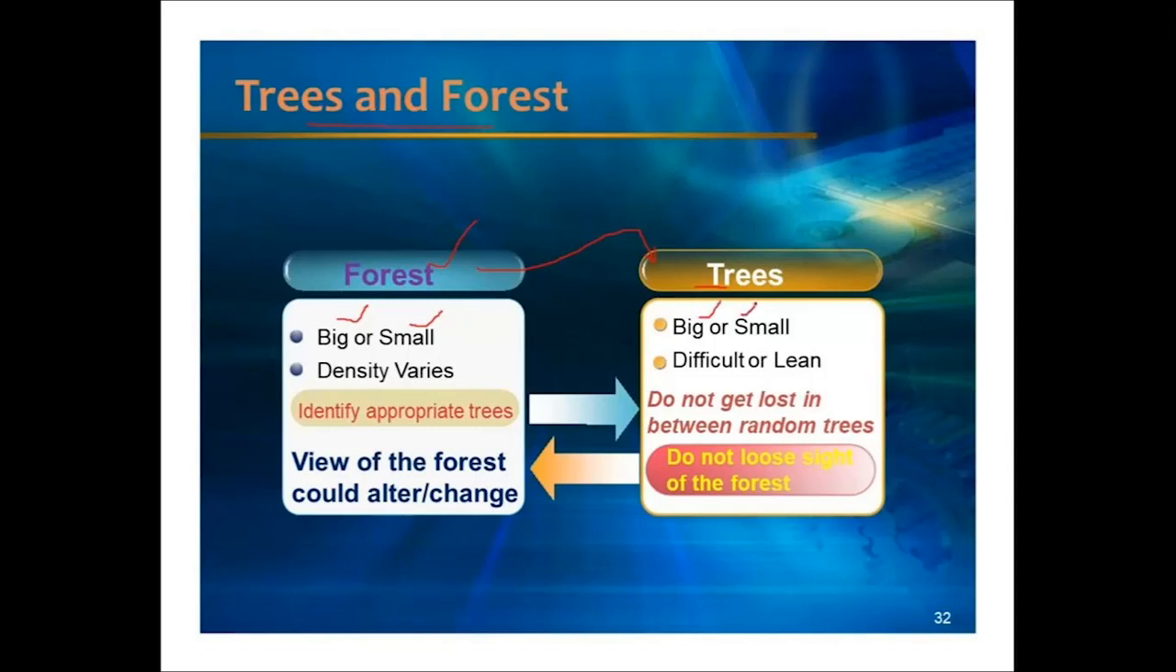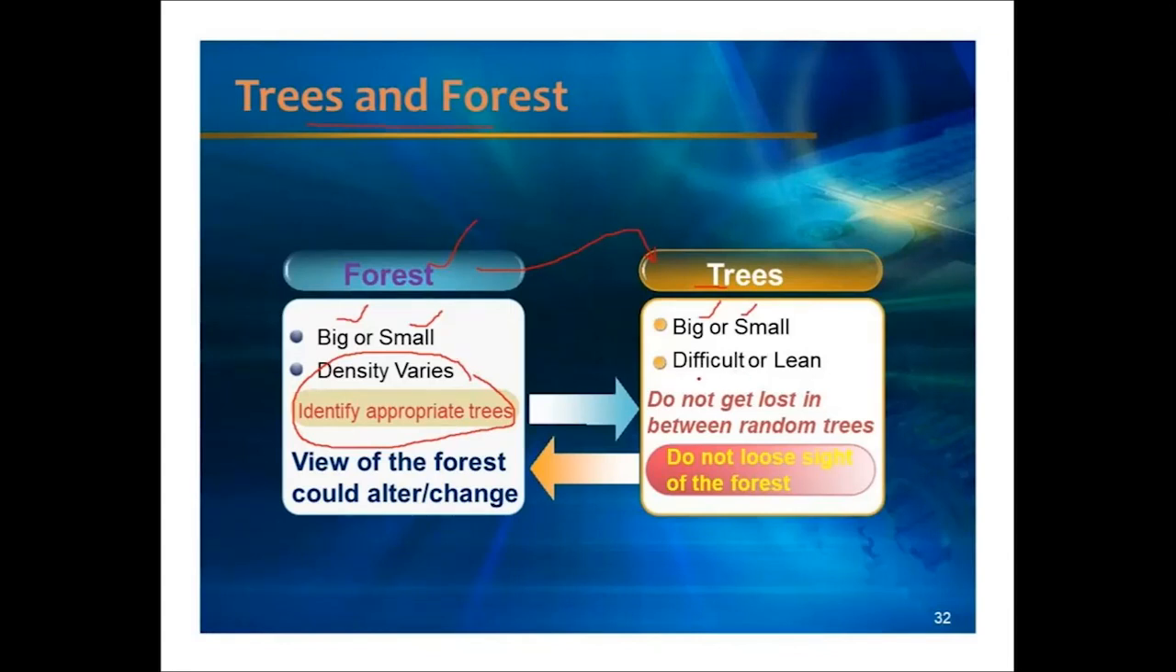If you consider big departments like computer science engineering or electronics and communication engineering, it's a big department. Whereas if we consider small departments like civil engineering or mechanical, it's small. So the density varies based on identifying the appropriate trees. How can you know if it is a big forest or a small forest? If more trees are there in the forest, then it's a big forest. If fewer trees are there, it's a small forest.